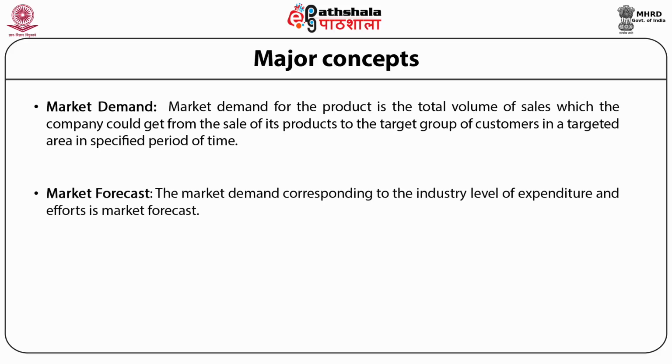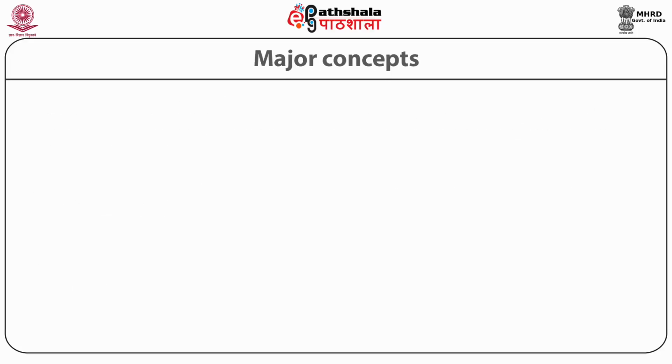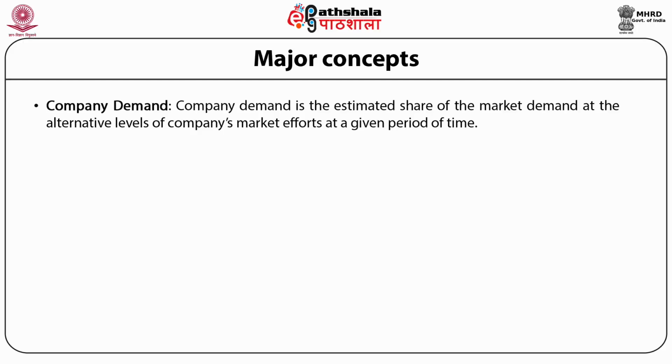Another is market forecast. The marketing demand corresponding to the industry level of expenditure and efforts is called market forecast. Then comes market potential. Market potential is the highest limit which could be achieved by the company. Another concept is company demand. Company demand is the estimated share of the market demand at the alternative levels of a company's market efforts at a given period of time.